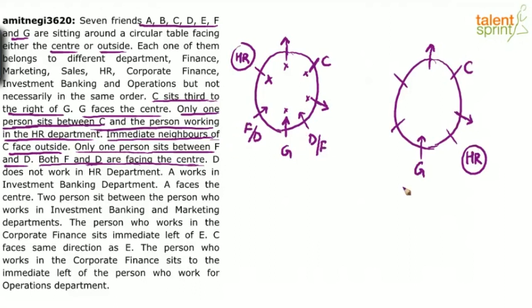Similarly, try this out in the other arrangement. In this case also, F and D cannot come in these positions because they have to be facing center, right? If you take F here, dash D is not possible, dash D is possible.